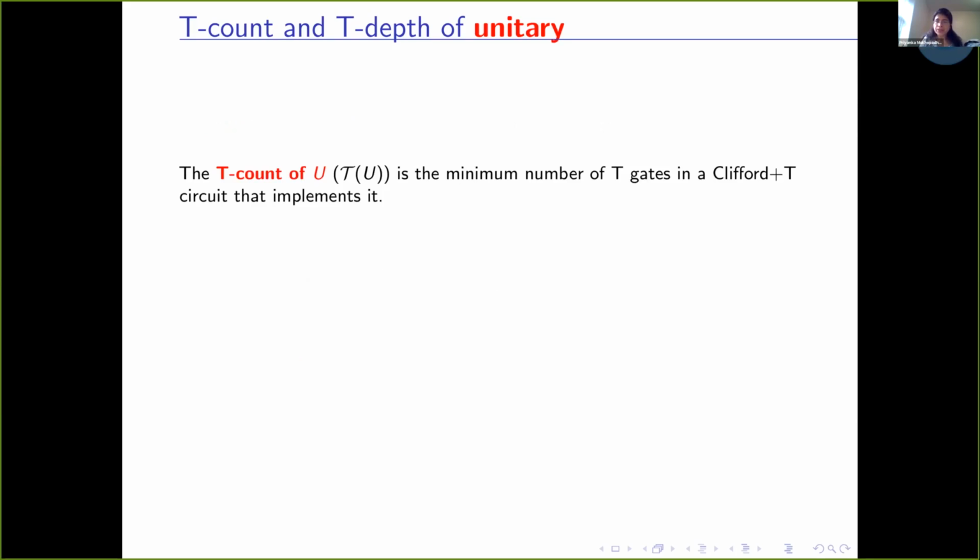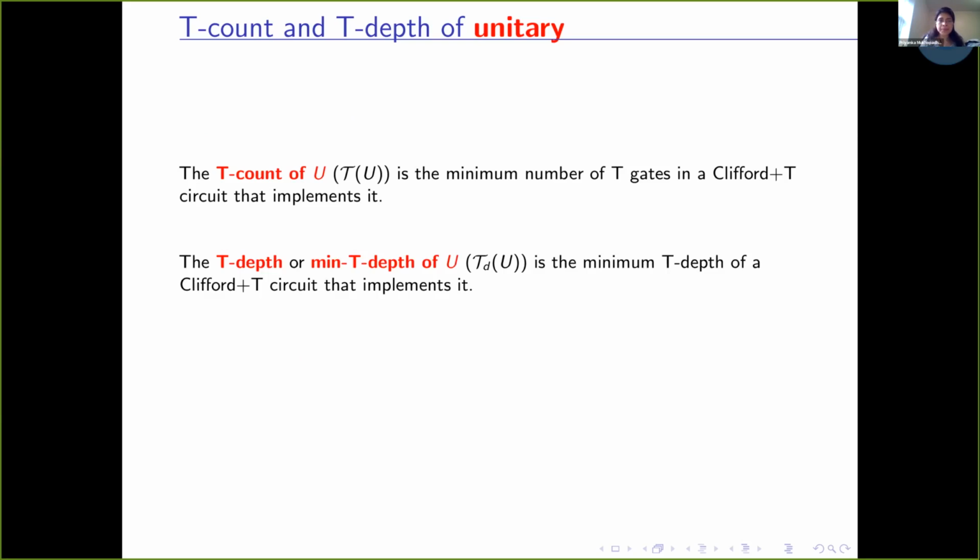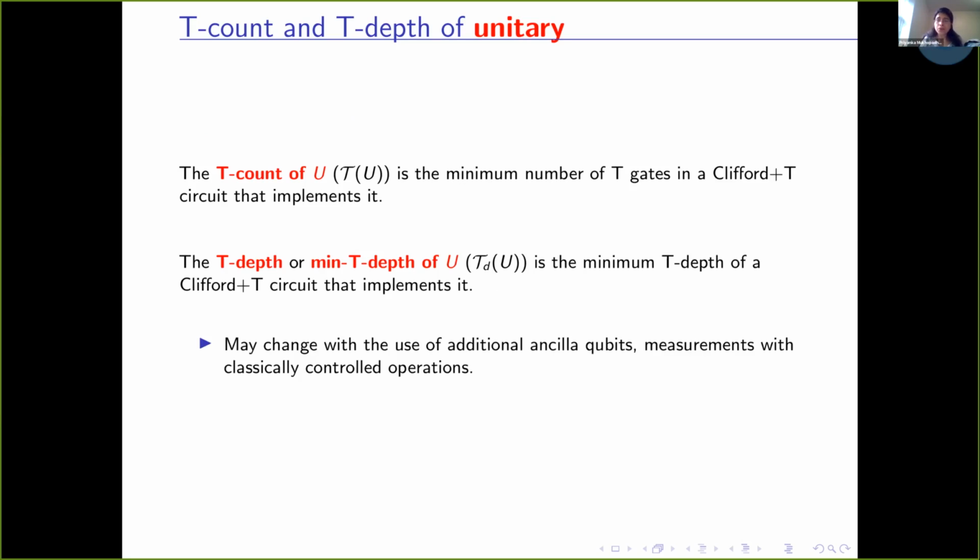So the T count of a unitary is the minimum number of T gates in a Clifford plus T circuit that implements it. And the T depth, or we call it min T depth just to avoid some confusion, is the minimum T depth of a Clifford plus T circuit that implements it. And these quantities may change with the use of, say, additional ancilla qubits or measurements with classically controlled operations, etc.